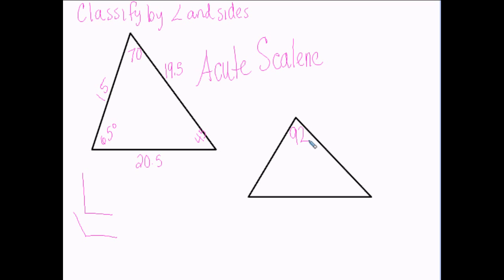Now, what I don't know is if it's scalene or isosceles. So if it was just 90, it would be a right triangle. So I'm going to measure the two legs here. I have 15 and a half, and 12 and a half. So I already know that that's going to be a scalene. So this is an obtuse scalene.